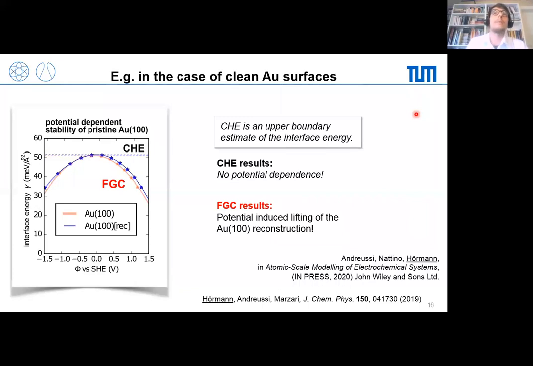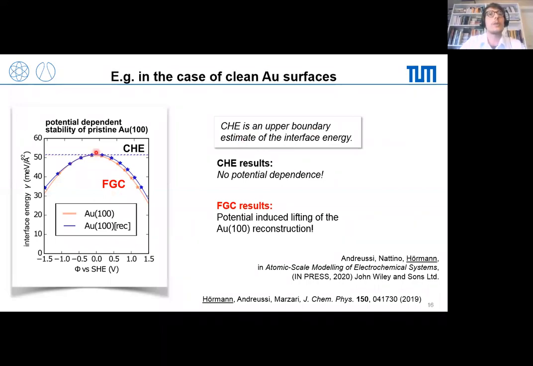So this is a short demonstration of this abstract insight, that the CHE approximation can only be an upper boundary estimate for the interface energy. This is a calculation for gold surfaces in solution, just pristine gold, no adsorbates. We looked at gold 100 and the reconstructed gold 100 surface. You can see that in the CHE approach we get potential-independent interface energies, while in contrast the fully grand canonical calculations have a potential dependence, with these parabolic shapes. These results are always exactly below the CHE line, which relates to the fact that CHE can only be an upper boundary estimate for the interface energy.